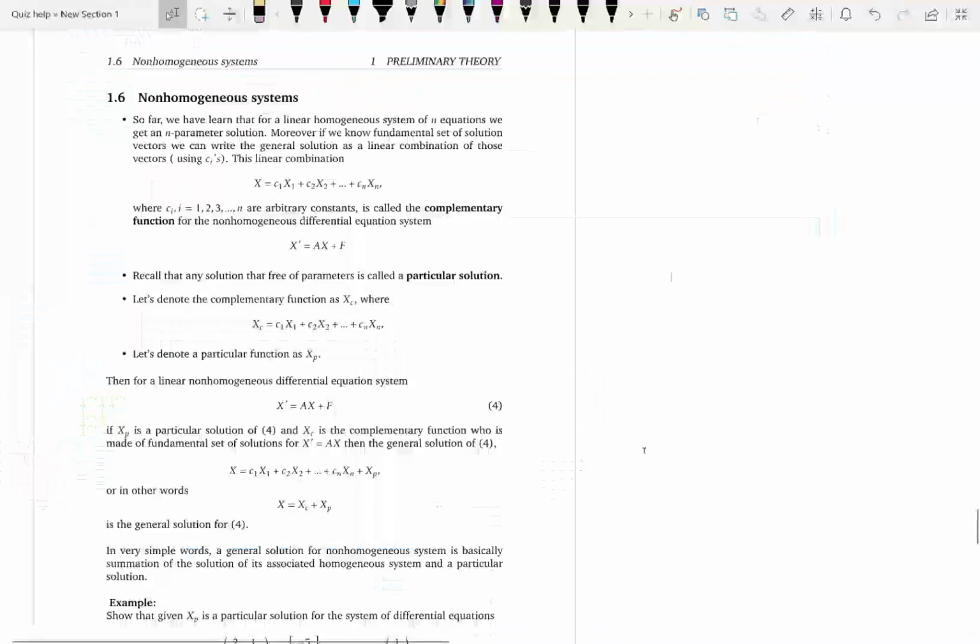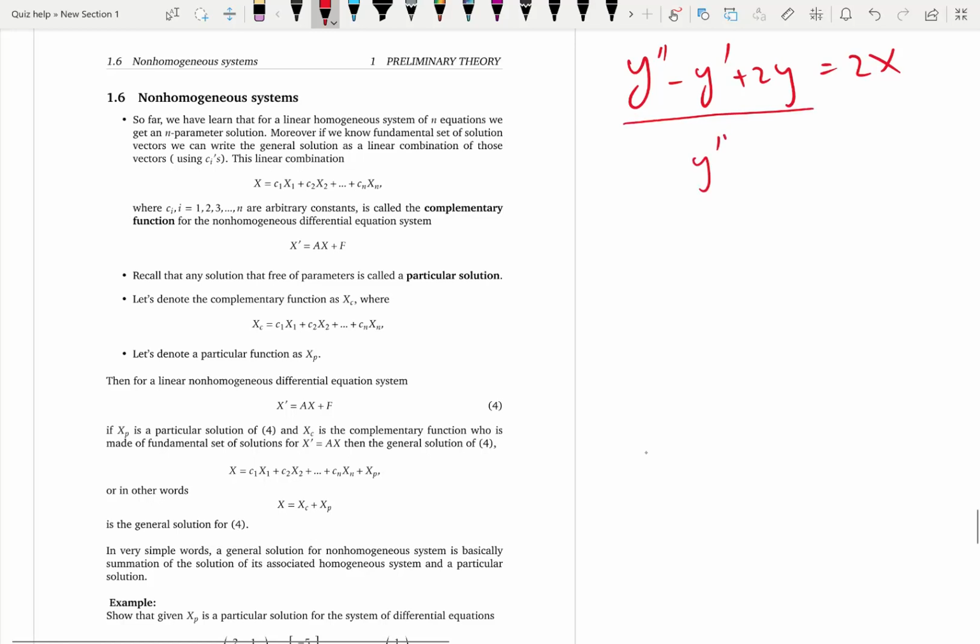All right, so now we are going to learn about non-homogeneous systems. What we learned in chapter 4 is, let's say we have a non-homogeneous differential equation. How we solve it is, we first look at the homogeneous version of the differential equation. We use the auxiliary equation method, for example, and we find y sub c, the complementary solution.